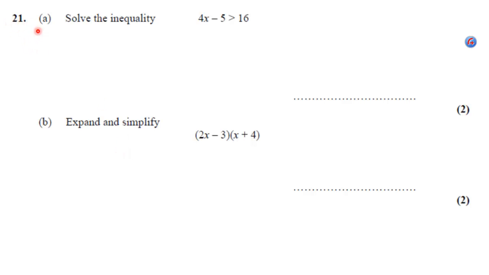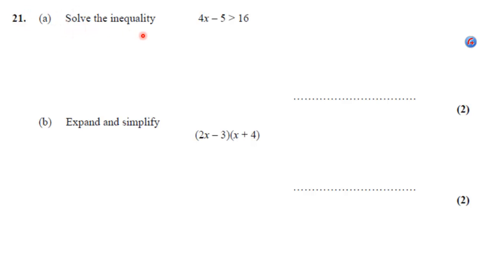This is question number 21. Okay, so let's look at this. Part A says solve the inequality. We have 4x minus 5 is greater than 16. And part B, expand and simplify, and we have a pair of brackets. So let's look at part A first.